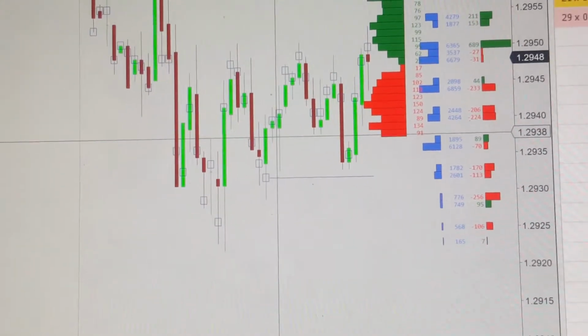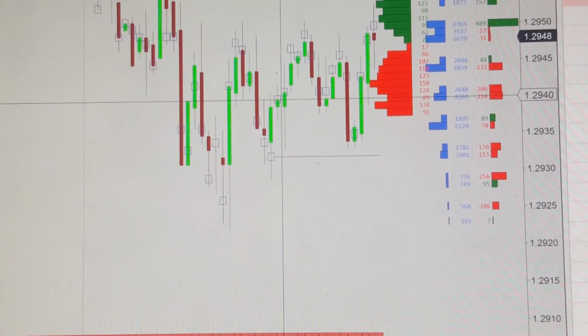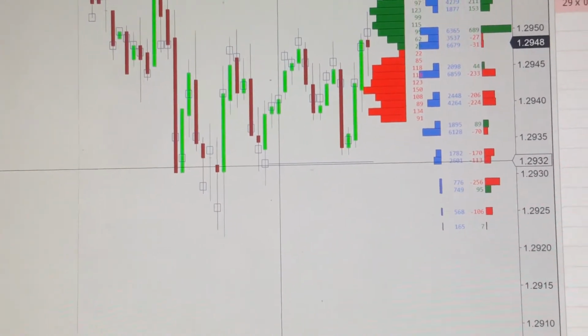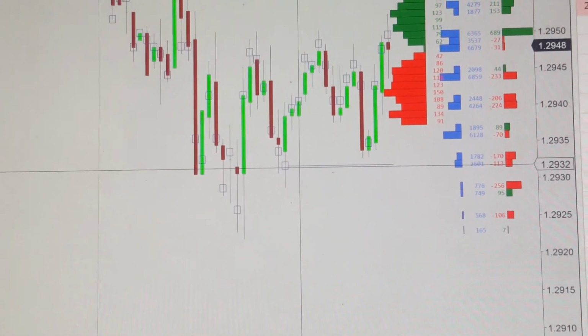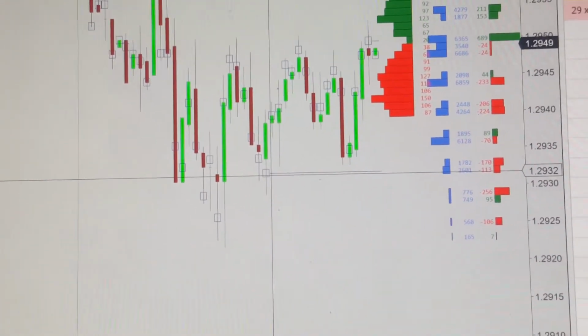You can see exactly this nice little wick on the preceding one, two candles, one, two, that retested this level and obviously confirmed this as support, a strong support. And you can see these buyers right here defended this zone very impressively.